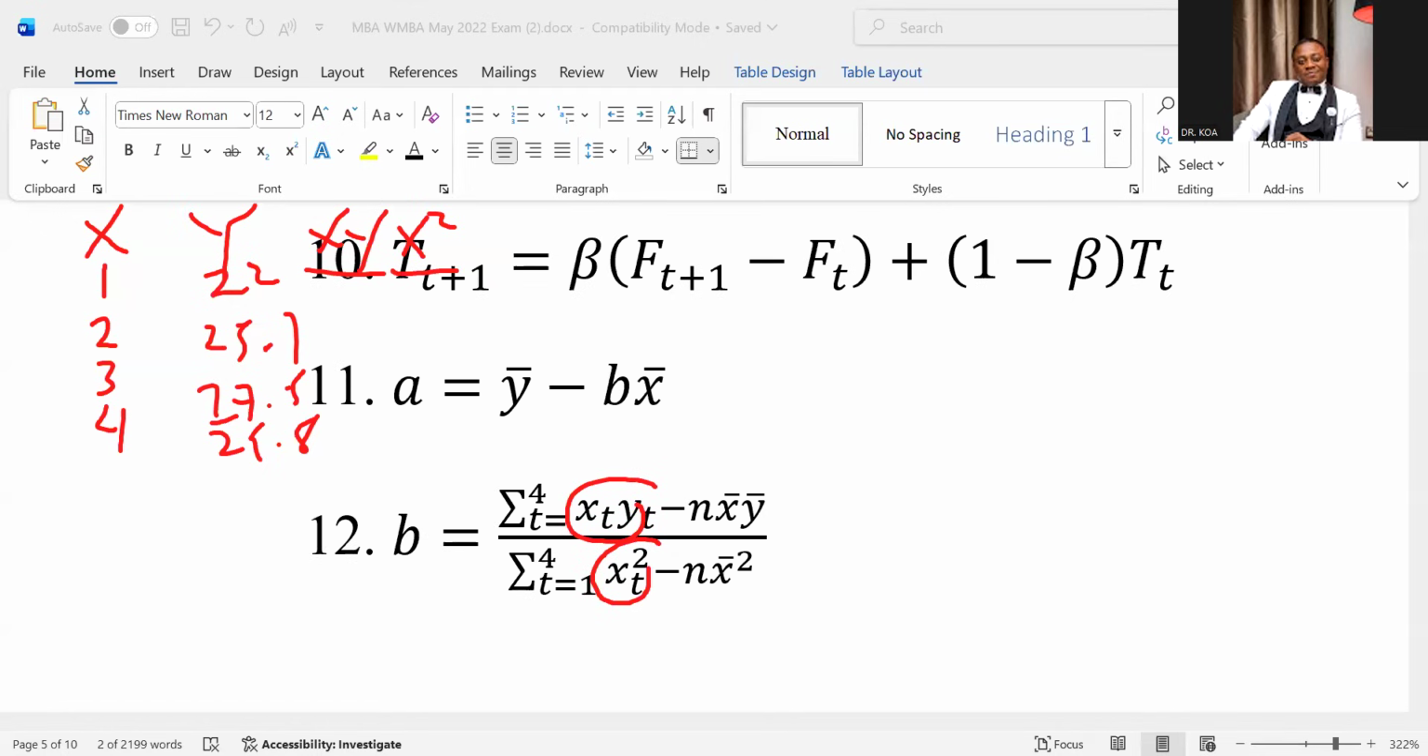The rest are easily obtainable as we go further, because the X here is the mean of the X. The Y here is the mean of the Y. And then this X bar square is just the same one at the top, which you are trying to square. And in this question, the examiner has even been helpful. He shouldn't tell you that there are 4 periods, because you should know automatically that there are 4 periods.